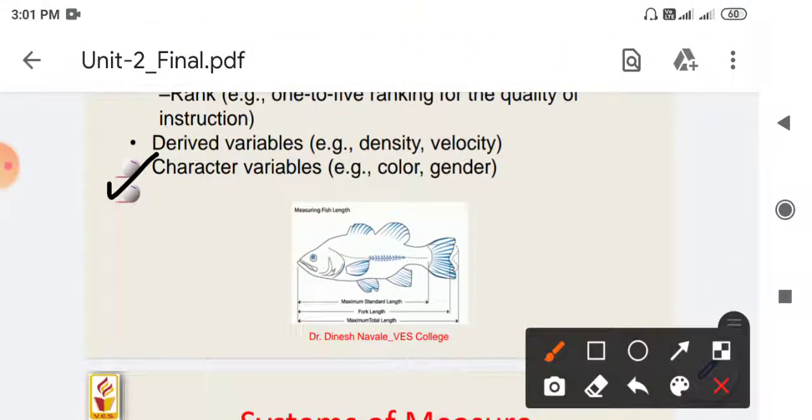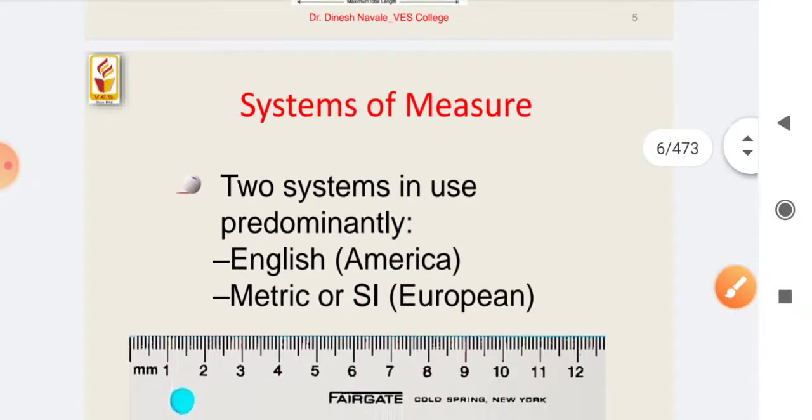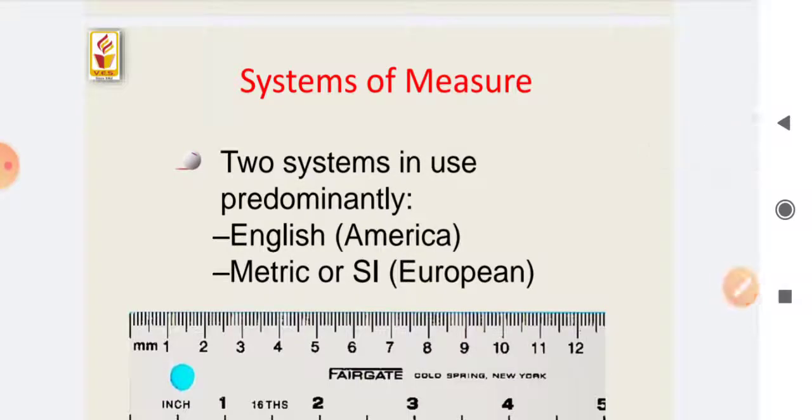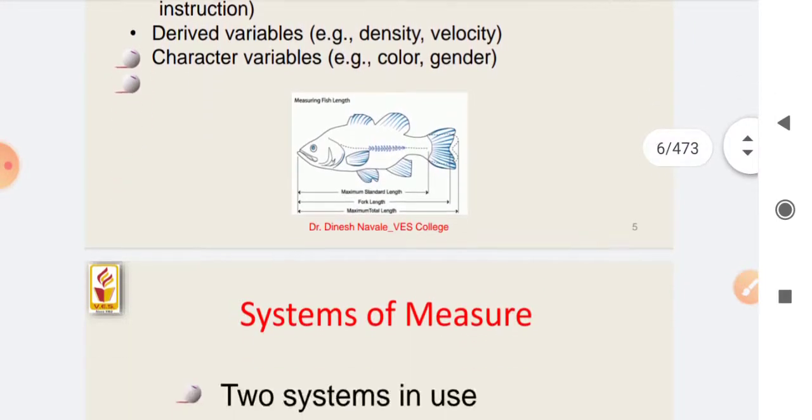Now next is the character variable. So character variable will depend upon the character of that particular species. Okay, so it will be either gender or color, as such. So these are the certain variables: quantitative variables, then derived variables, and the last one is the character variables.